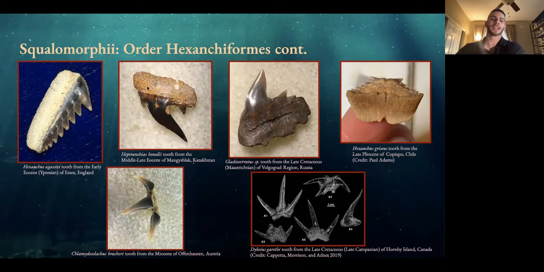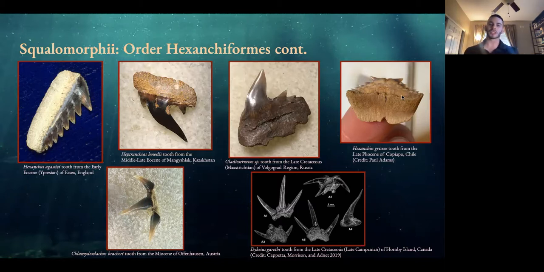Over here, we have a Heptranchias howellii tooth from the middle through late Eocene of Mangyshlak, Kazakhstan. This is an upper tooth, and this is kind of related to the sharpnose sevengill that still is alive today. These are quite rare teeth, as they are more of a deep water species. We have a Cretaceous taxon, Gladioserratus species, which is from the late Cretaceous of Russia. And lastly, a Hexanchus griseus tooth, so a modern sixgill tooth from the late Pliocene of Chile.